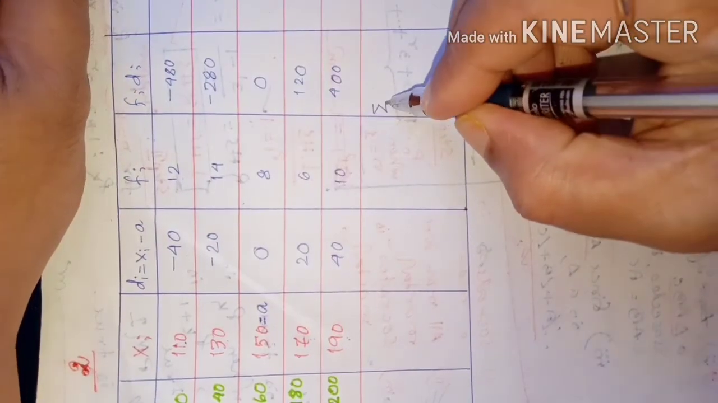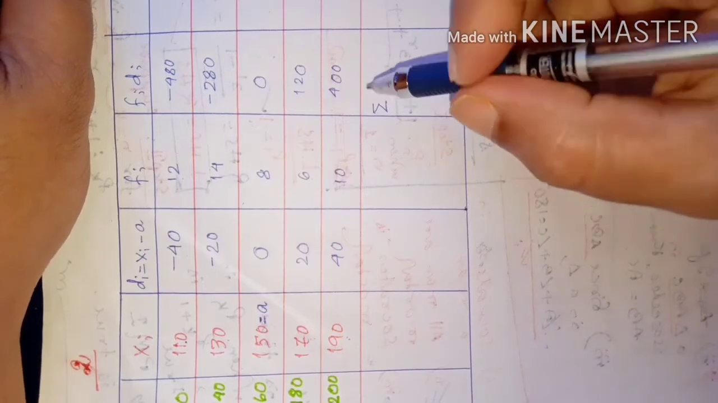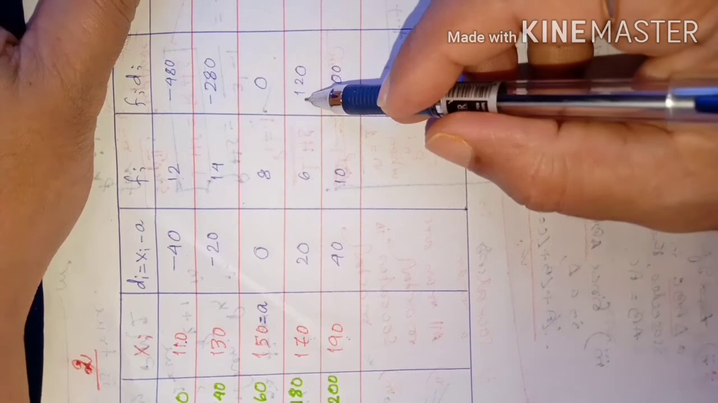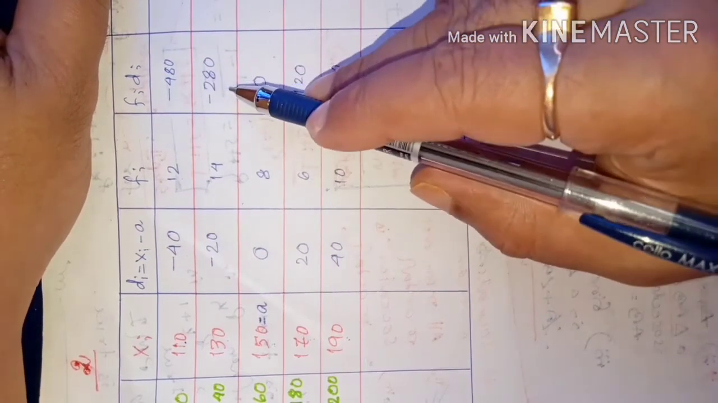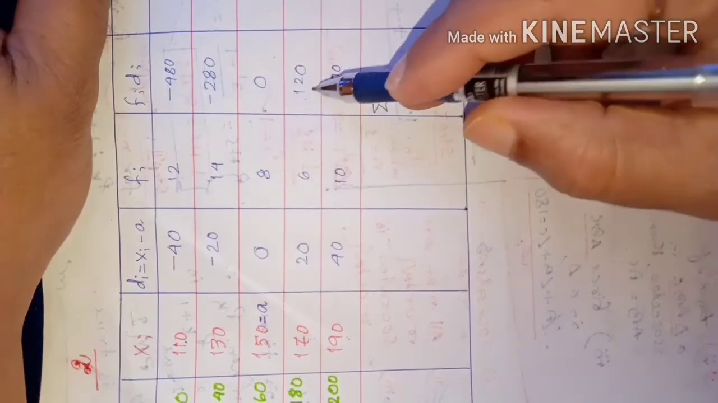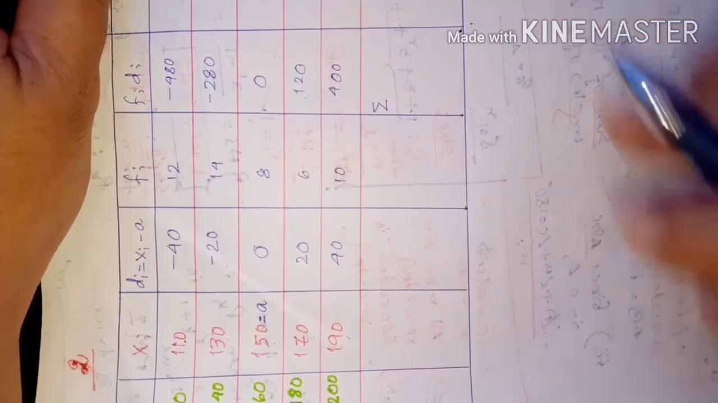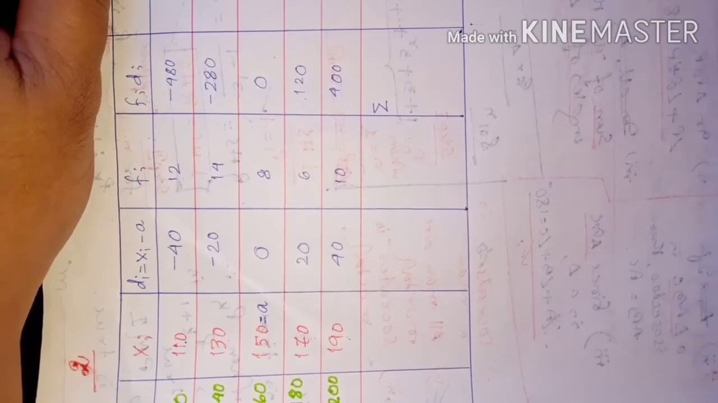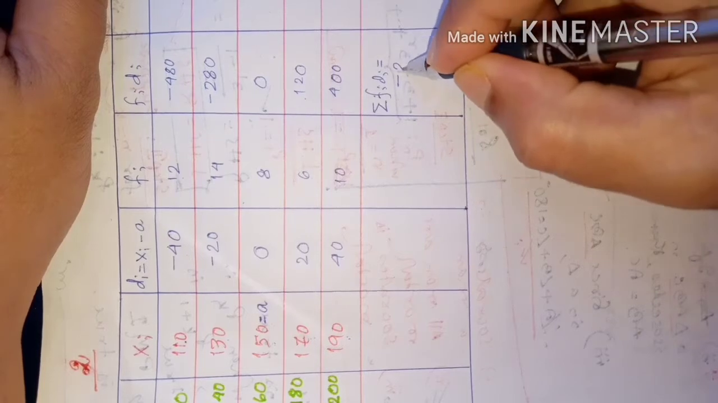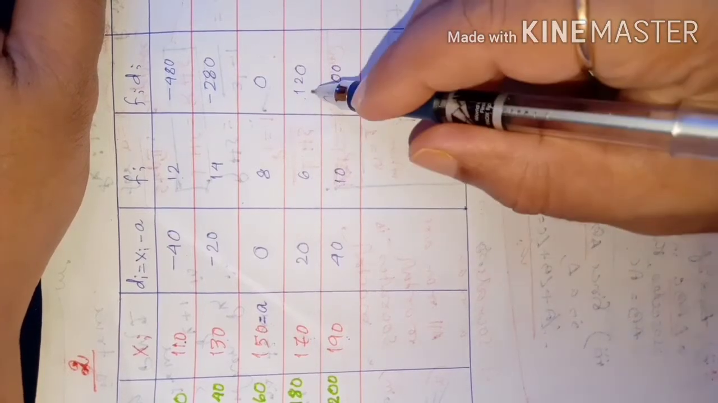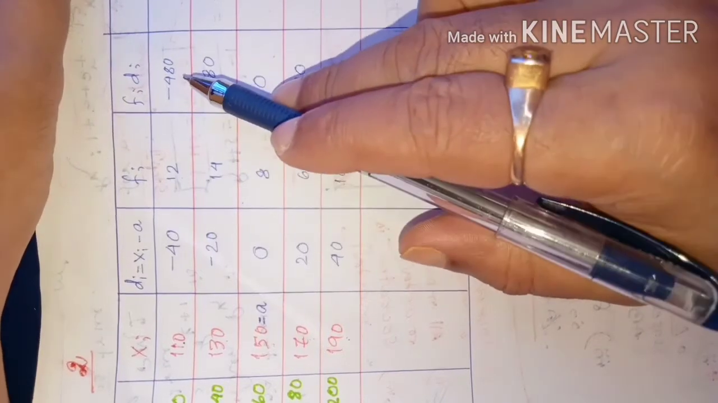Now we have to add all these, and the total we always write by using the symbol sigma. Sigma means sum, the total. So minus 480 plus minus 280 is minus 760, and 120 plus 400 is 520. What is the difference? One is minus 760 and one is 520, so the difference will be minus 240. What you have to do is add the positive numbers together and add the negative numbers together, then find their difference.